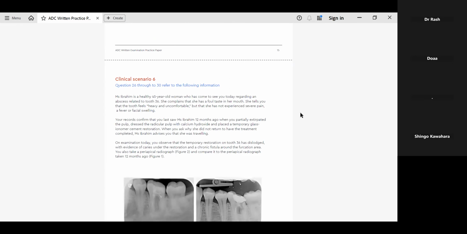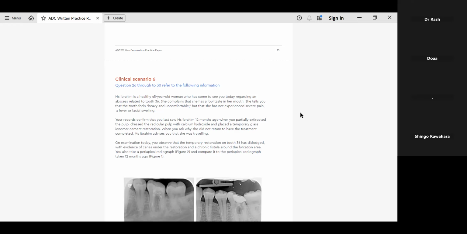Okay, next question. Healthy 45-year-old woman. Abscess related to tooth 3-6. Foul taste. The tooth feels heavy and uncomfortable, but she has not experienced severe pain, a fever, or facial swelling. You saw the patient 12 months ago where you partially extirpated the pulp, dressed the radicular pulp with calcium hydroxide, placed glass ionomer cement. She was traveling, so she couldn't continue the treatment.